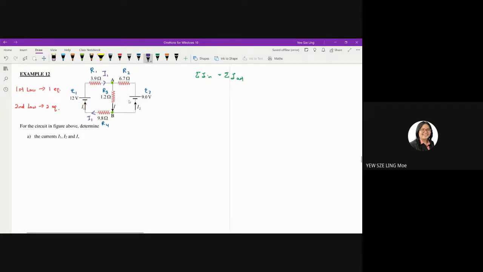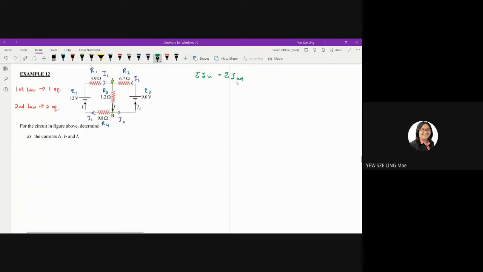Whereas on the other side, you have I2 right here. You try to identify the starting point of I2. I2 starts from B, so this path is using I2 and it ends at A. So before A, the current is also I2. That is how we determine which I to use.